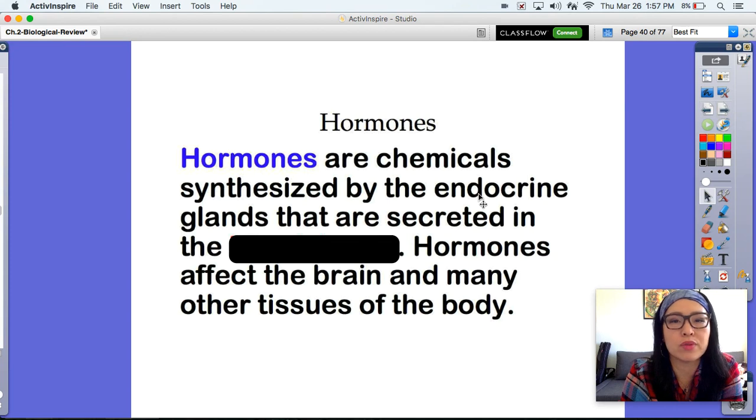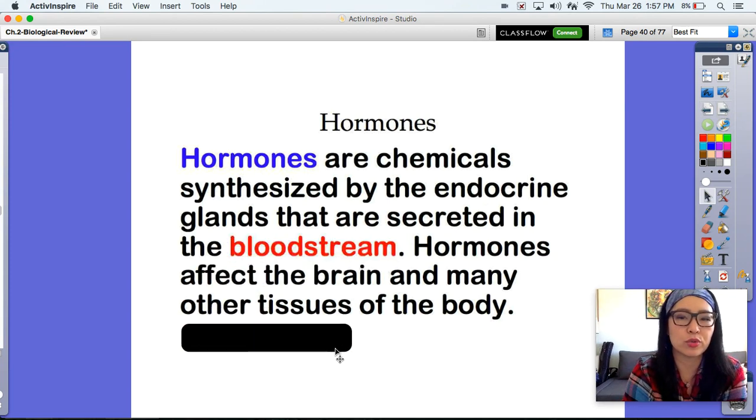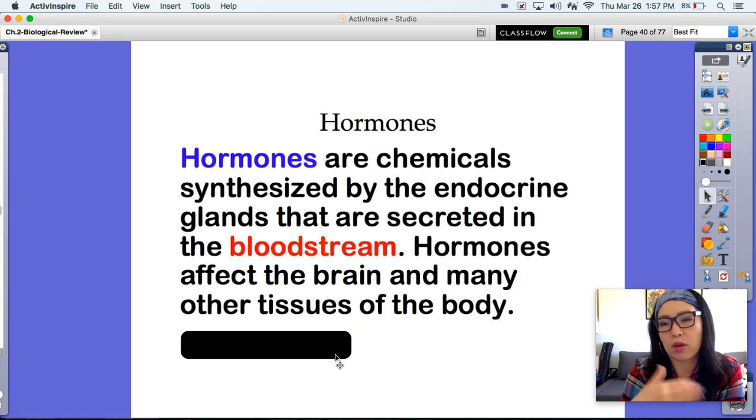All right, so hormones are chemicals synthesized by the endocrine glands and are secreted in the bloodstream. And this is, like, you guys at your age, you're pretty hormonal right now.